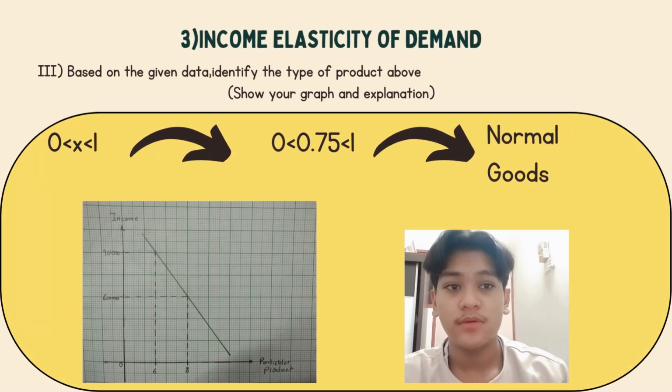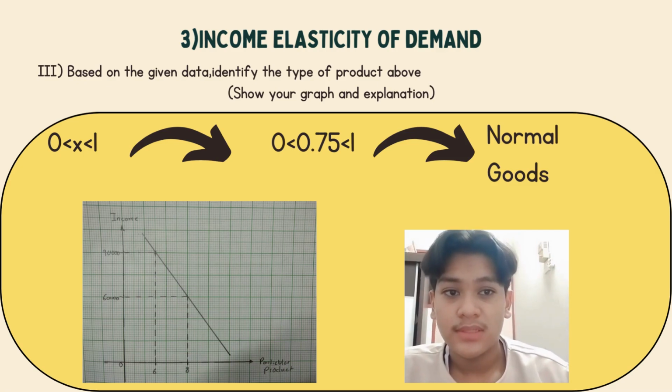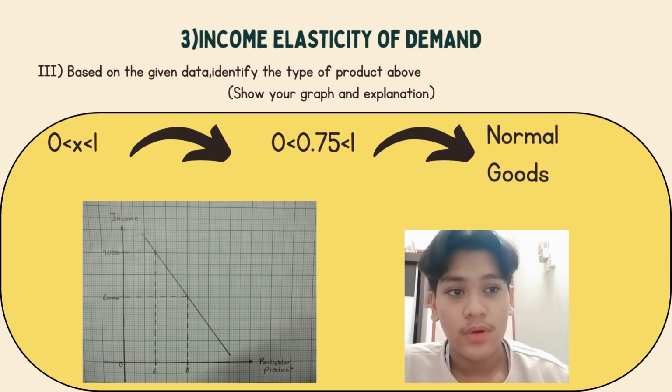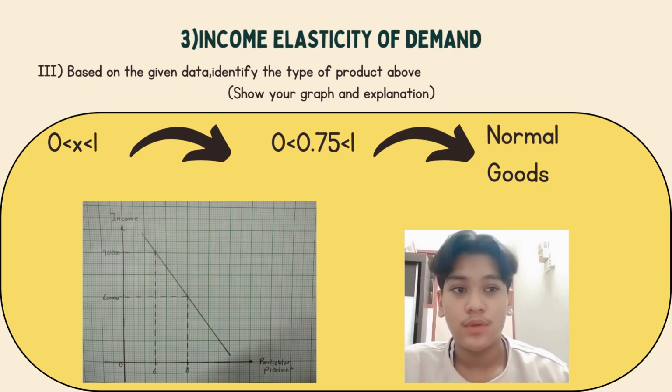Last question is, based on the given data, identify the type of product above. Show your graph and explanation. So the answer is 0 is smaller than x is smaller than 1. So x is 0.75, which is smaller than 1 and bigger than 0, which is between 1 and 0. So it becomes normal goods.